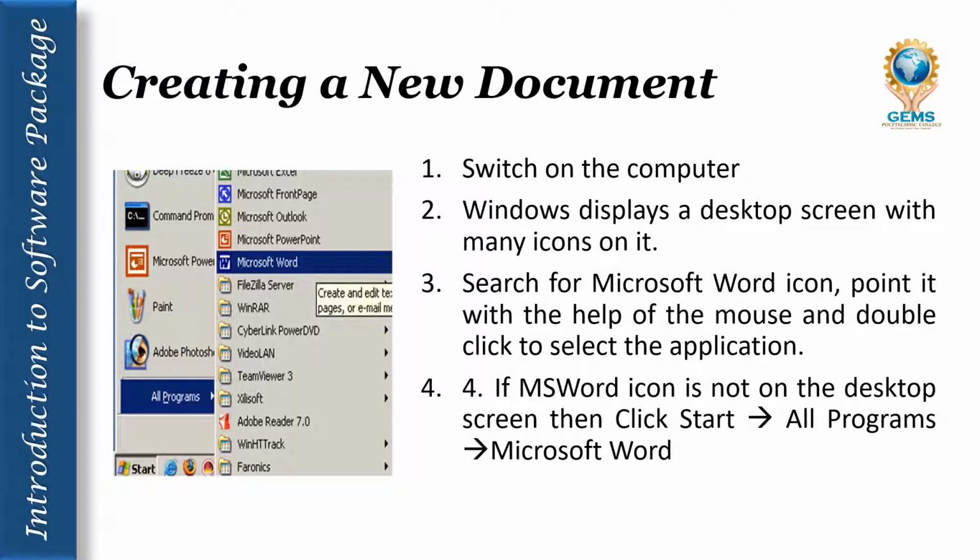Suppose the Microsoft Word icon is not on the desktop screen, then go to the Start menu, All Programs and click Microsoft Word. You can see this picture, it shows everything. Click on All Programs and you can see Microsoft Word, then click the Microsoft Word icon.